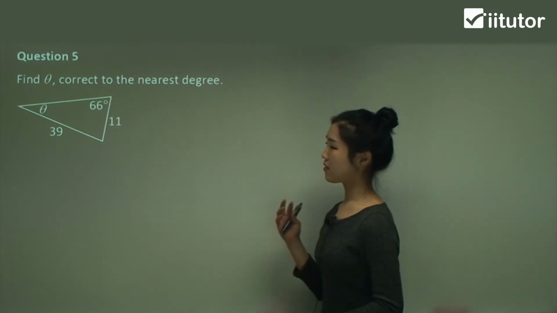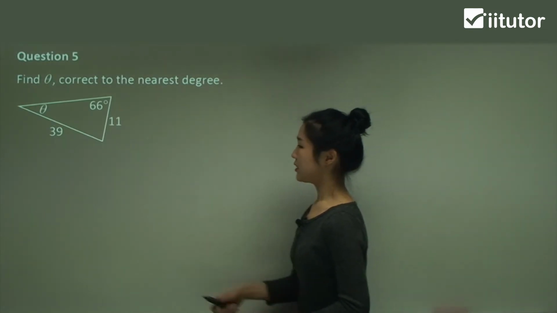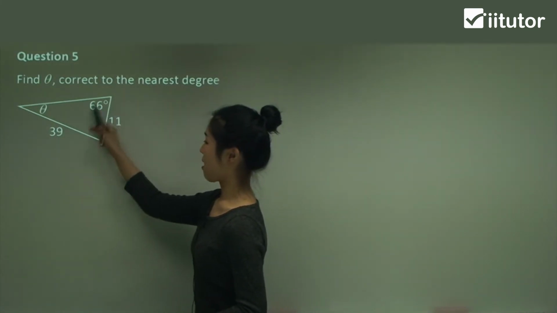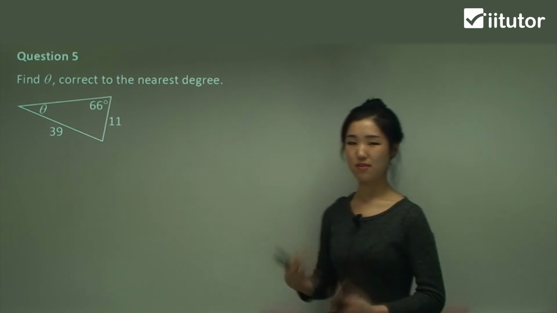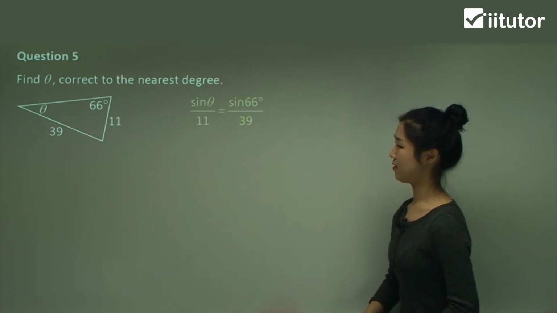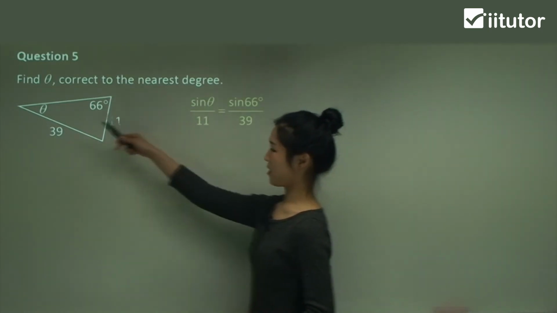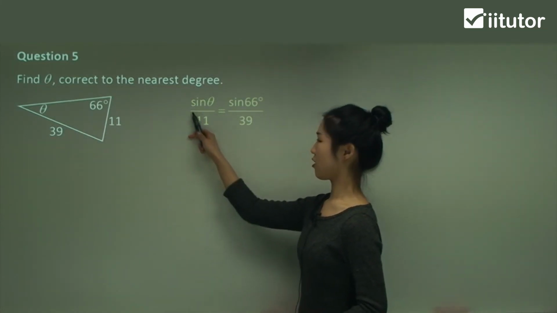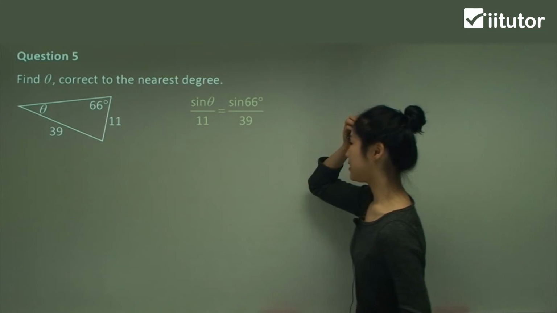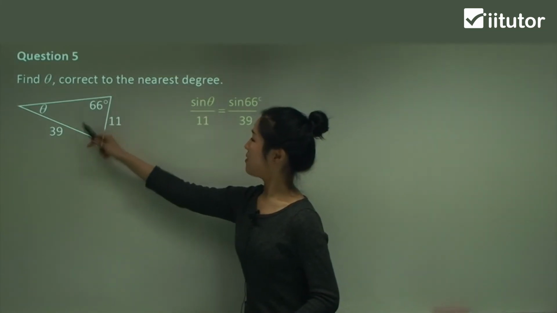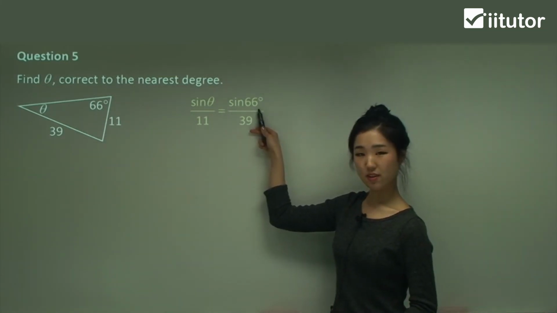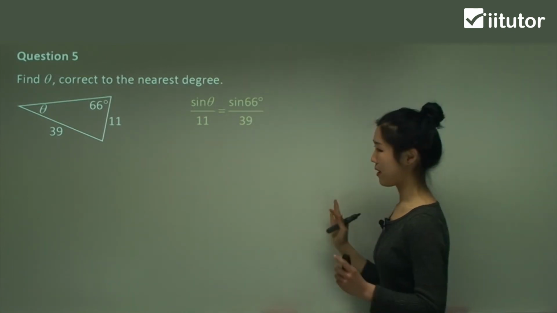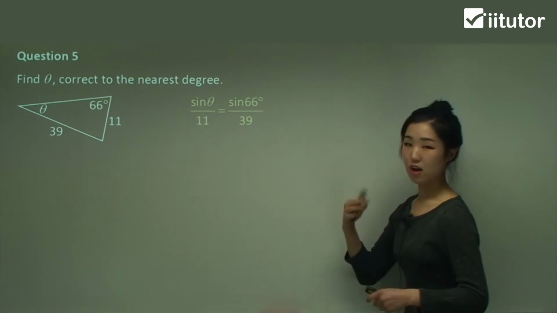Question 5. Again, we're looking for theta, correct to the nearest degree. So here's theta. We've got an opposite side, which is excellent. And we've got another pair of opposite side and angle. So we can simply just use the sine rule. So sine theta on top of the opposite side, equals, now we've got this other pair, so sine 66 degrees over the opposite side, which is 39. So I'll just apply the sine rule, and then from here it's just algebra.